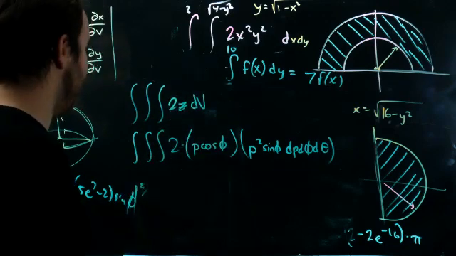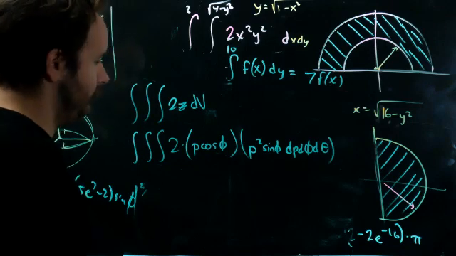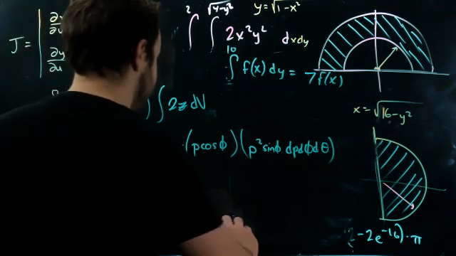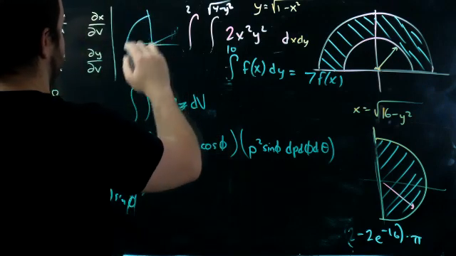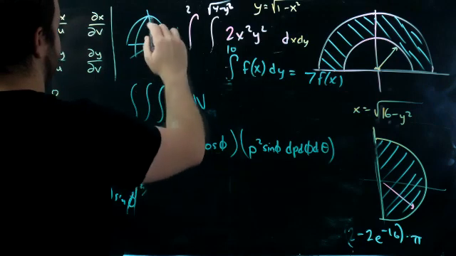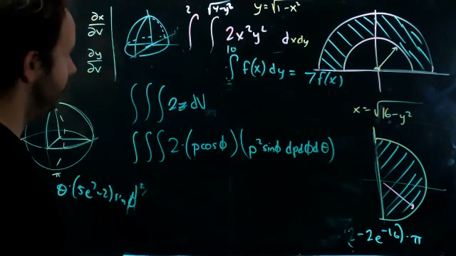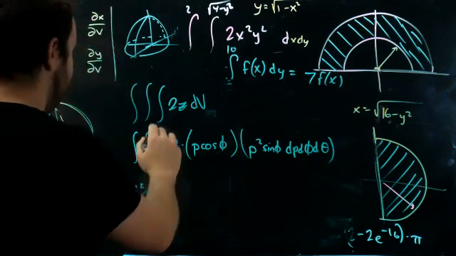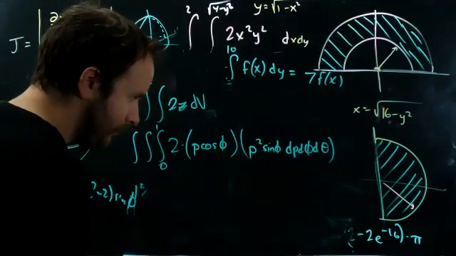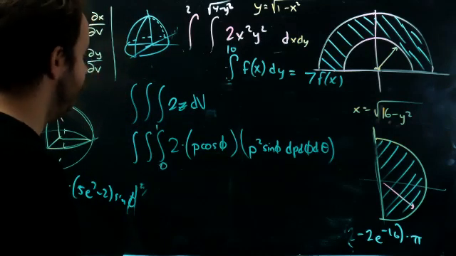Okay. What are my bounds on rho? 0 to 1. So radius 1 hemisphere, right? Yes, Brandon, do you have the radius 1 hemisphere? Yes. Okay. What are your bounds on theta?